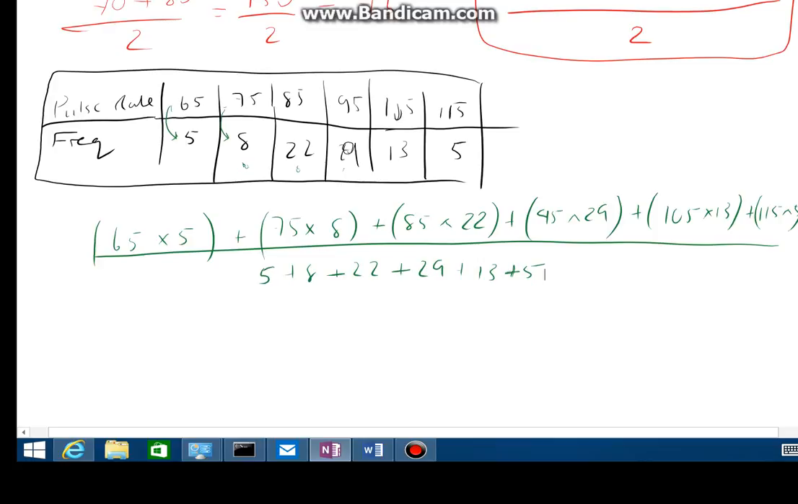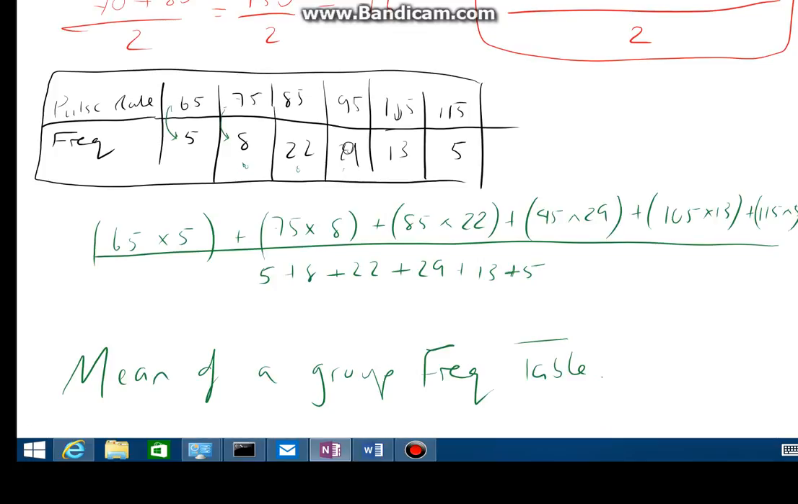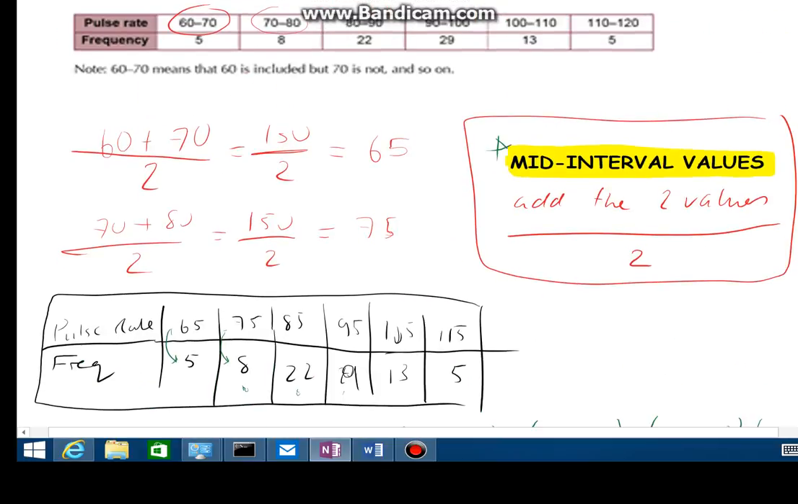You insert all that information into your calculator. That will give you the mean of a grouped frequency table. So today, this video is literally just to introduce it to you, and then we'll look at it again in class tomorrow. But it shouldn't be too difficult once you understand the mid-interval value. That's the most important part when it's grouped, that there is a mid-interval value.